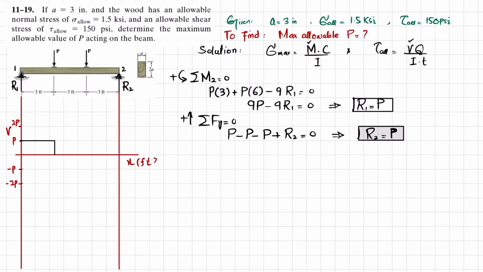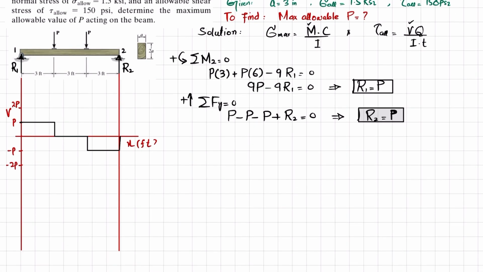Now moving from this point for a further 3 feet, there is no load, so this will be 0. At this point we have a load of minus P, so it will go to minus P, and then further there is no load, so it will stay there. At this point we have R2, which is plus P, so it will go to 0. So this is your shear force diagram.